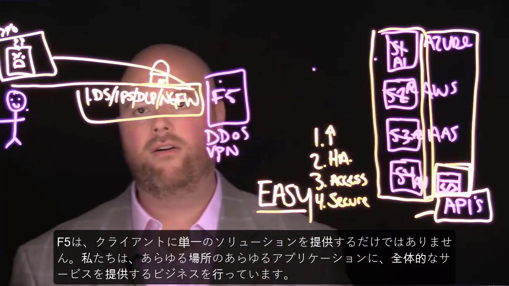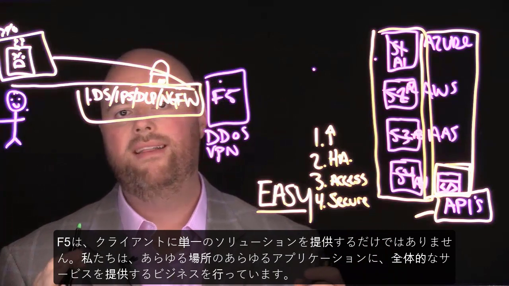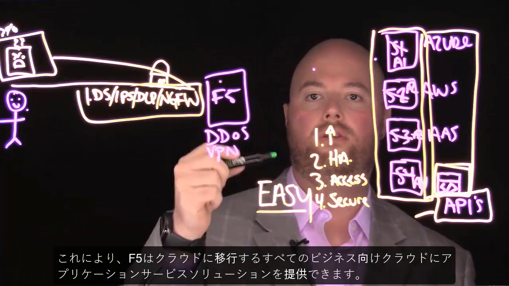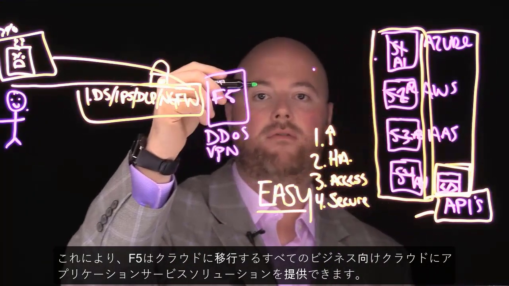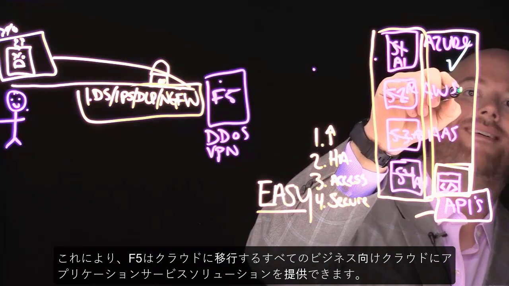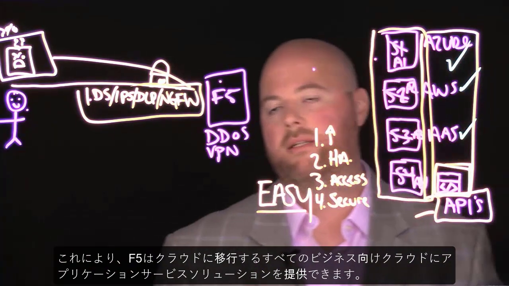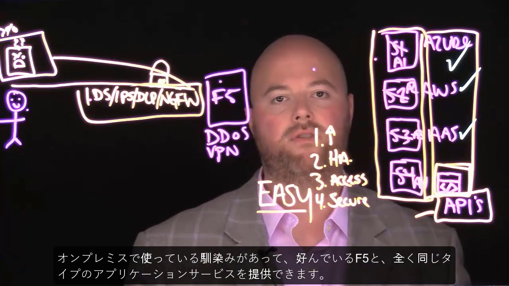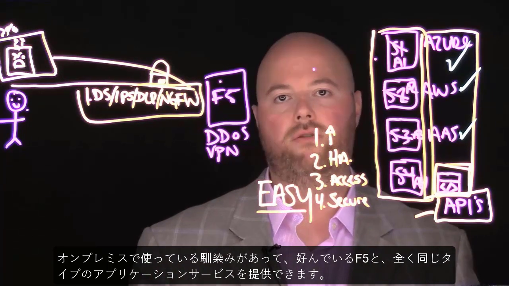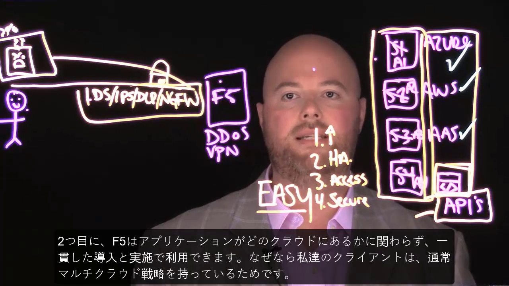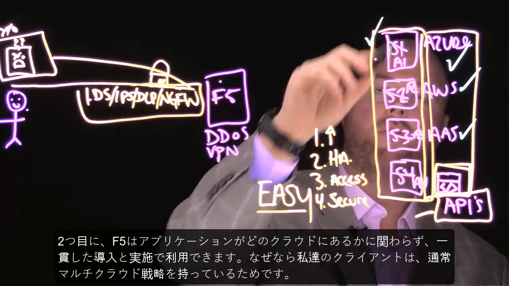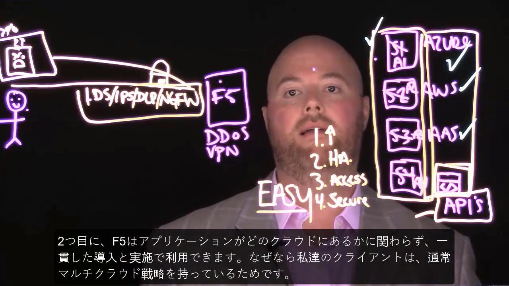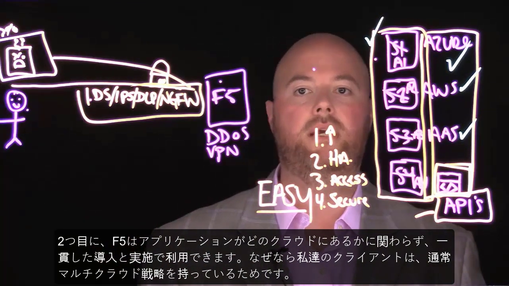F5 doesn't just provide our clients with one solution here. We are in the business of providing holistic services to any app everywhere, which allows us to provide an app service to solution to all of the clouds. For businesses that are migrating to the cloud, we're able to provide those applications the same exact type of service that they know, that they love, and that they choose with F5 when it's on-prem. The second thing is we are able to provide consistent deployment and enforcement regardless of which cloud your apps are at, because our clients, well, they typically have a multi-cloud based strategy.